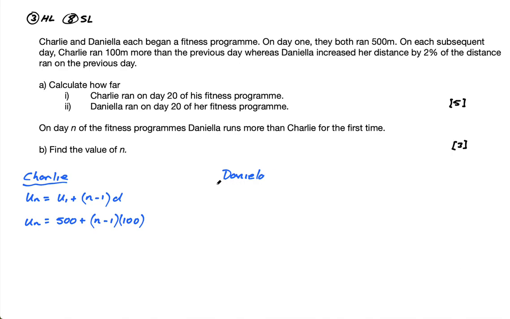Daniela's is a geometric sequence, and her U of n is U1 times r to the n minus 1. Her U of 1 is also 500. Her common ratio r is, because it's 2%, 1.02. So just be careful, she's increasing it by 2%, so you've got to multiply it by 1.02. And this is to the power of n minus 1.